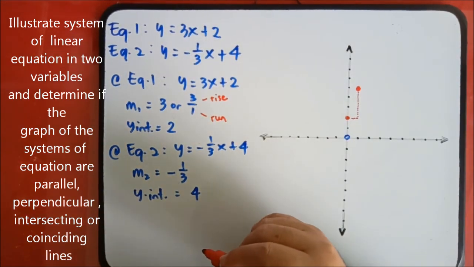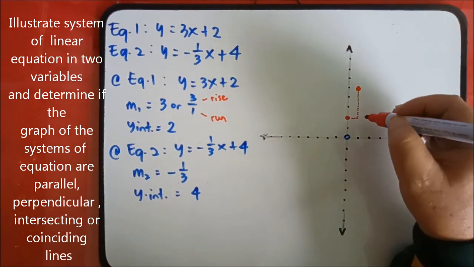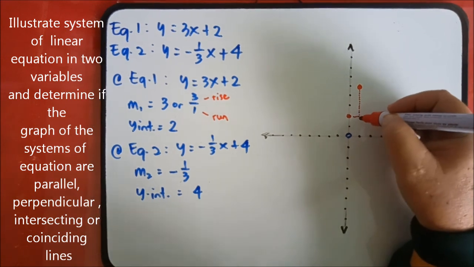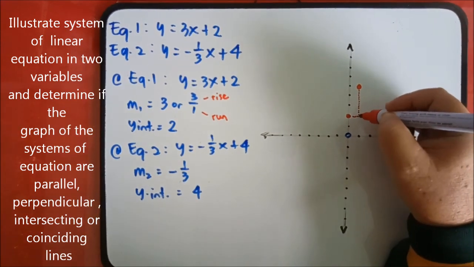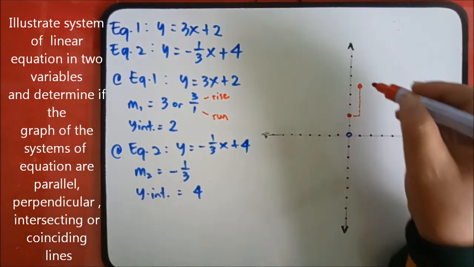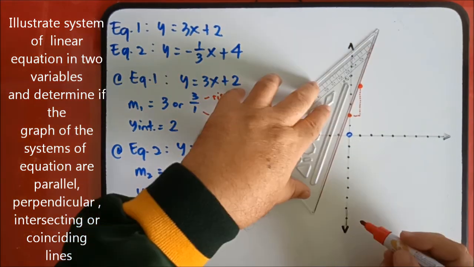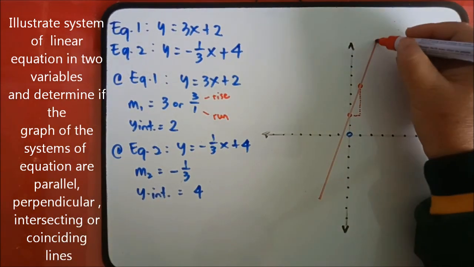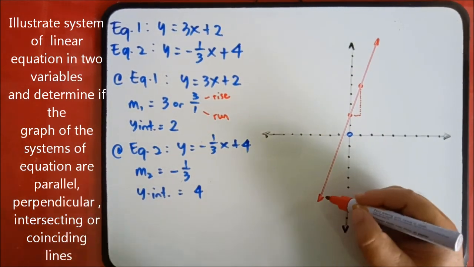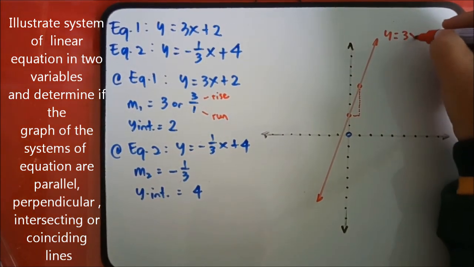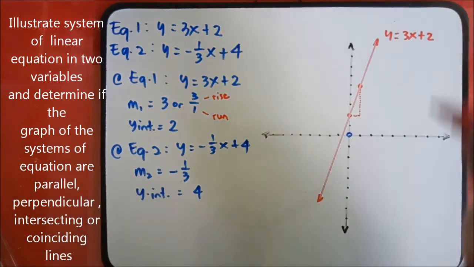Okay, sir, saan galing yung 1 at saka 3? Paano mo ginagawa yan? Okay, ganito yan. Ang run mo ay 1. Ibig sabihin, nandito lang, isang step. Pag sinabing rise is 3, 3 beses. 1, 2, 3. Okay, then, connect. Hindi pumasok. This will be our equation number 1. Y is equals to 3x plus 2.